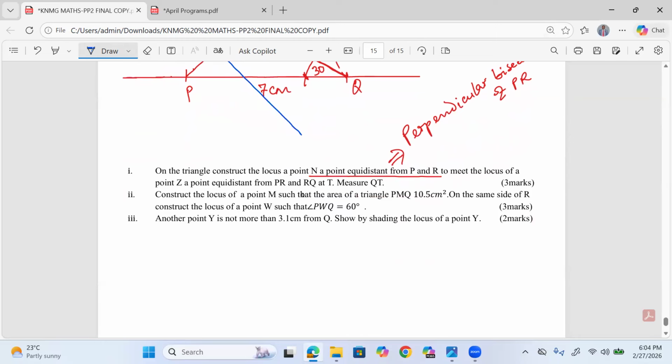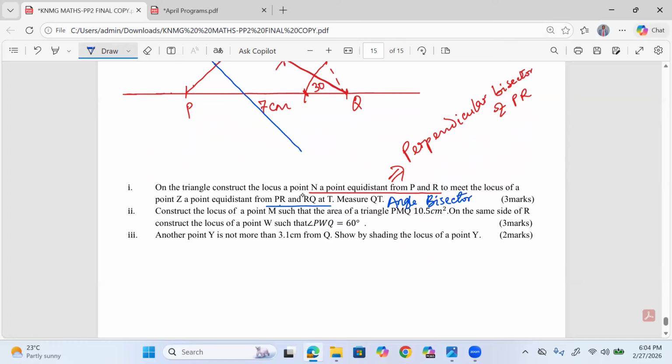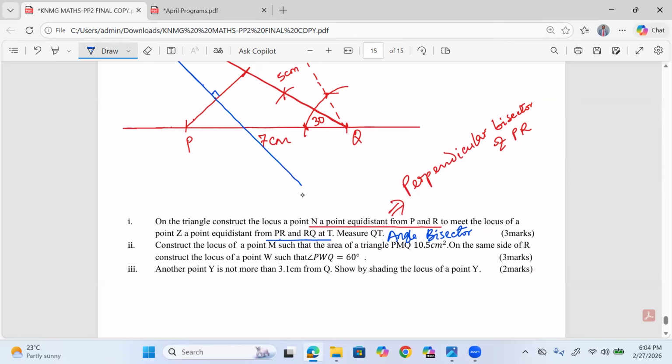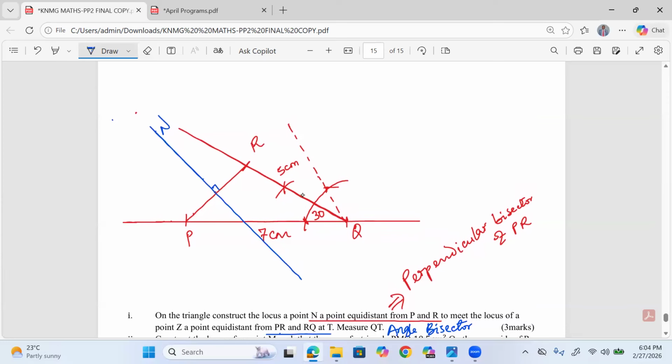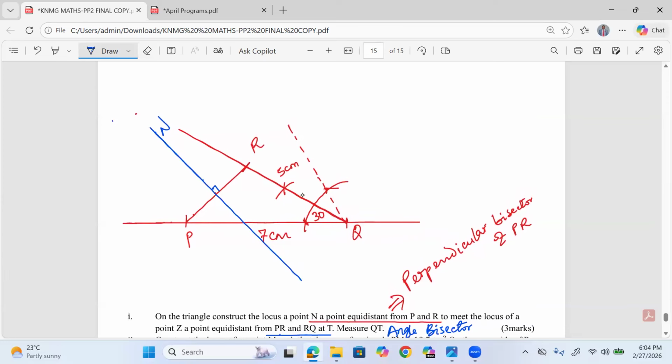PR and RQ, that means angle bisector. Angle bisector of the angle between PR and RQ. So we bisect the angle at R. We split it into two, the angle at R into two.